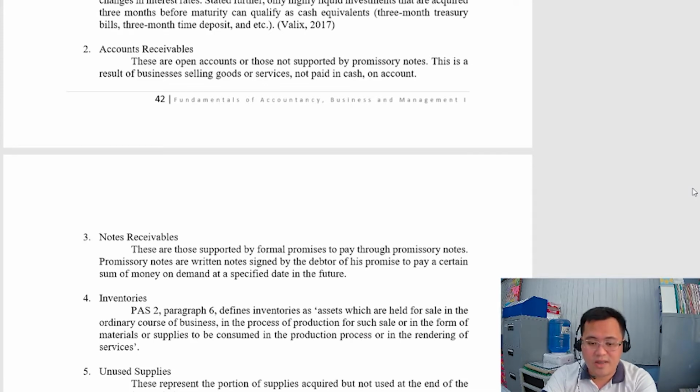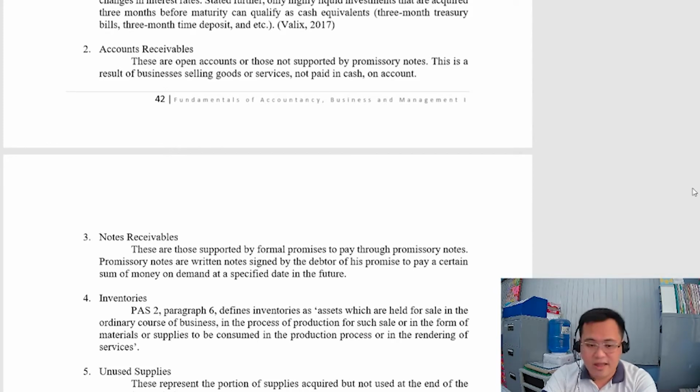Promissory notes are written notes signed by the debtor of his promise to pay a certain sum of money on demand or at a specified date in the future. So he has to sign, agreeing that he has to pay the certain sum of money at a specified date in the future. Say, for example, in our example previously, he has to pay it on April 30, but he needs to sign a promissory note in order for it to be considered as a notes receivable.